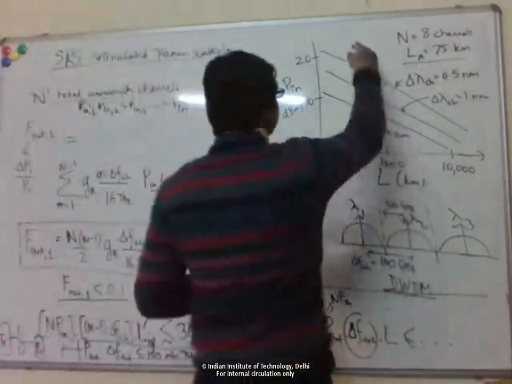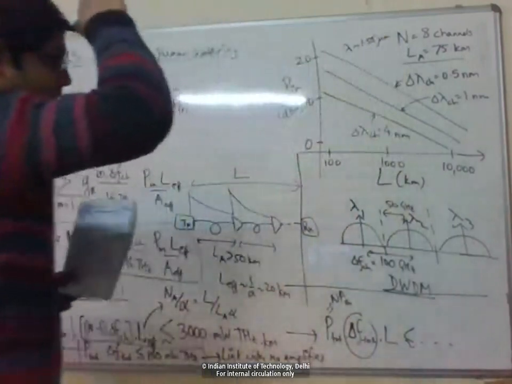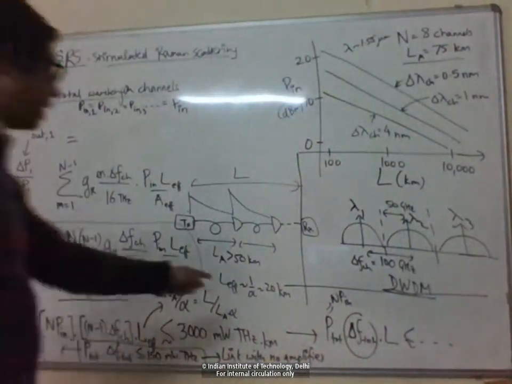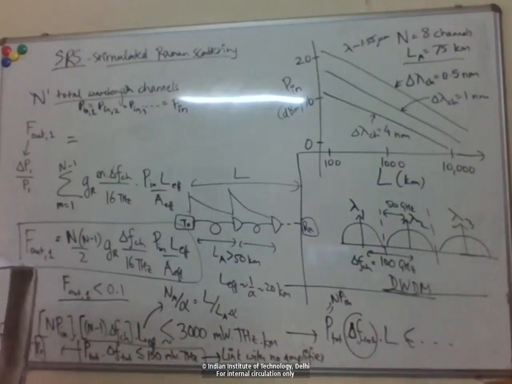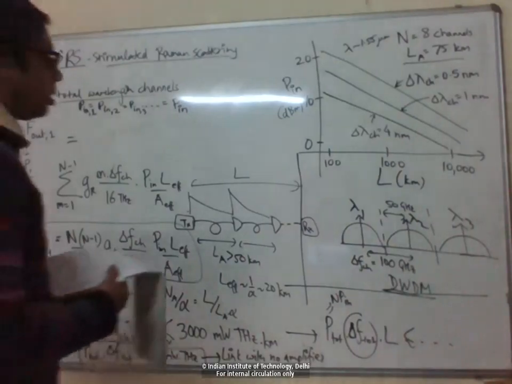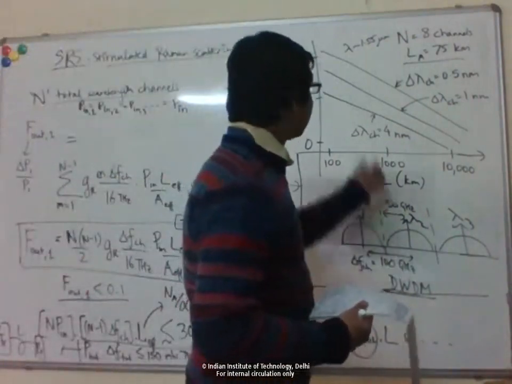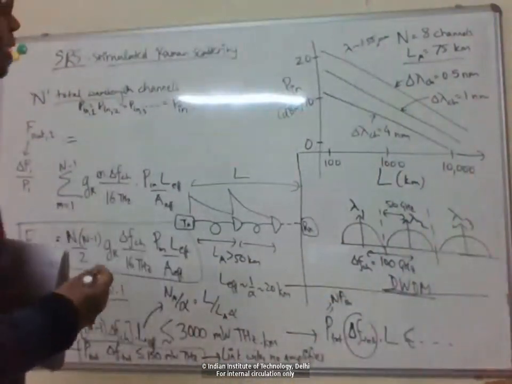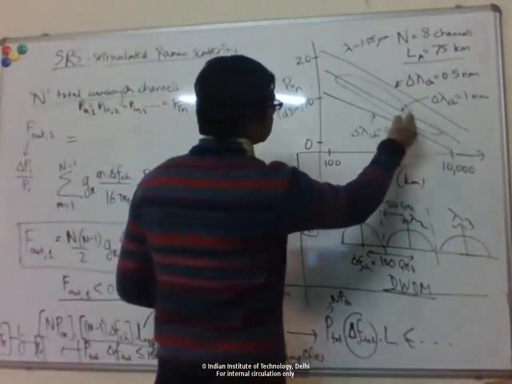The center wavelength here is about 1.55, so we're talking about the C band. Alpha we take as 0.2 dB per kilometer. 100 gigahertz corresponds to about 0.8 nanometer at this wavelength. The modern dense WDM systems that we use currently are sort of like this one, close to 1 nanometer.